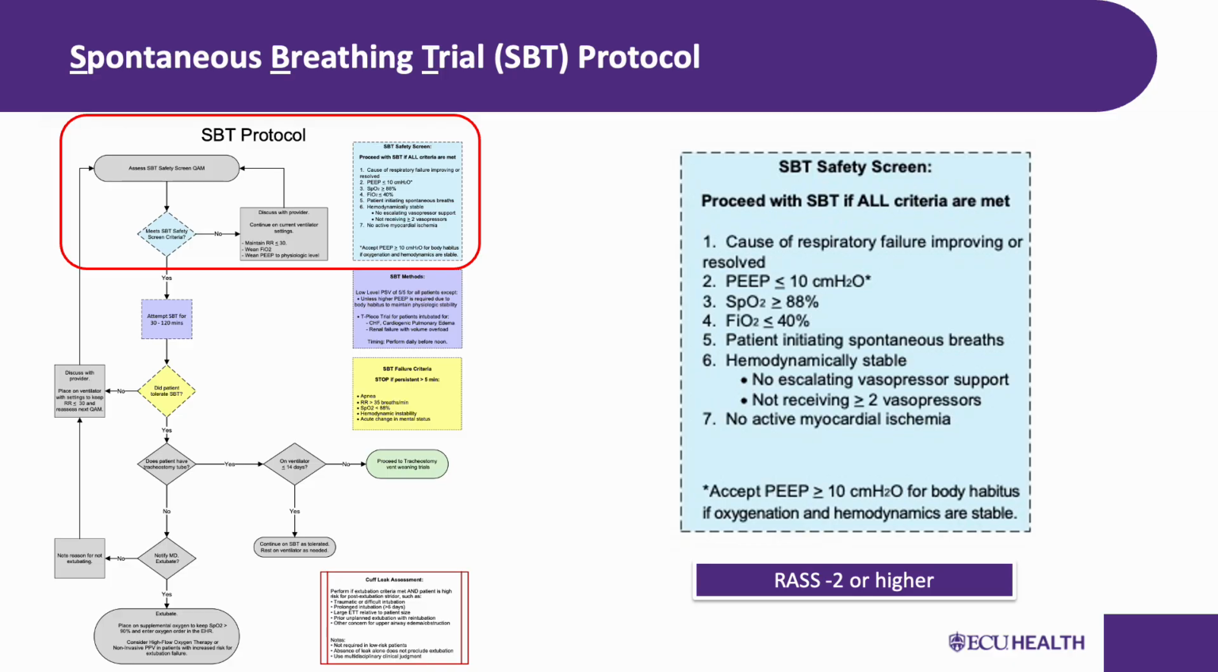Remember, the B in the ABCDEF bundle is both SAT and SBT. These are meant to be paired together. Ideally, nursing performs the SAT first, lightens sedation to a RASS of -2 or better, and then you proceed with the SBT once the patient meets the threshold. This coordinated SAT then SBT approach is the most backed intervention in the entire ICU Liberation bundle for reducing ventilator days. So what does this look like practically?